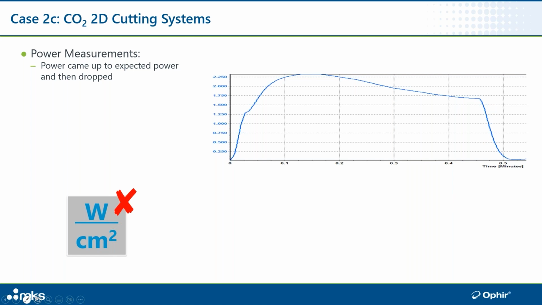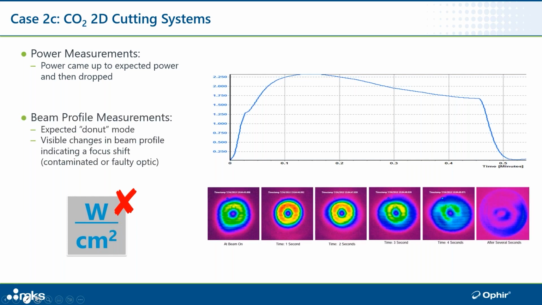Again, when it does this, you don't have a consistent laser power. You just don't know how that's going to affect your power density. Moving on to the beam profile, you can see that at beam on time, it was producing a nice round beam. It got a little bit more intense, and then it started to just completely fall apart. So 3 to 4 seconds, and then several seconds after the beam was on, the beam profile was just not consistent at all.